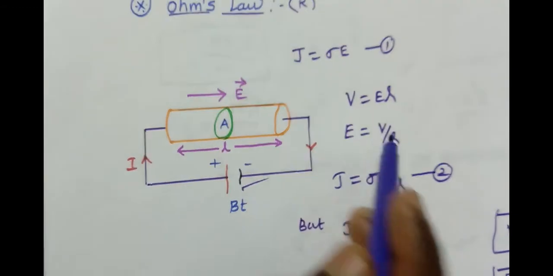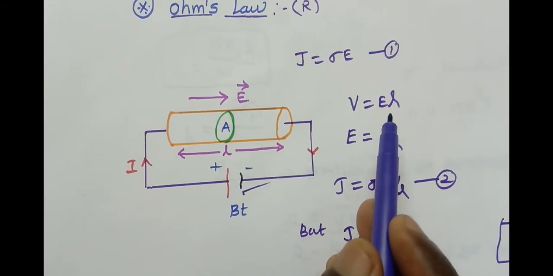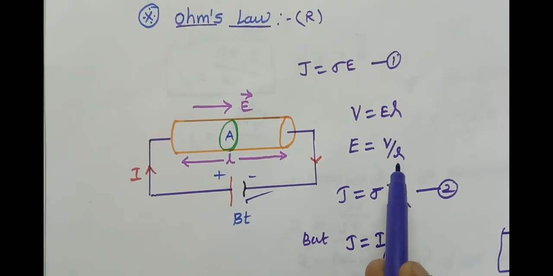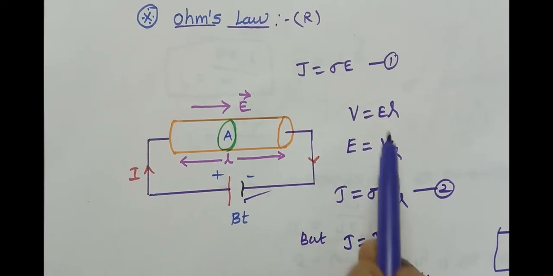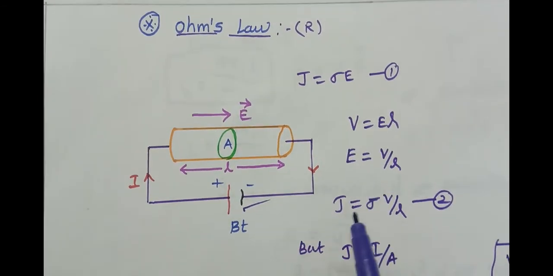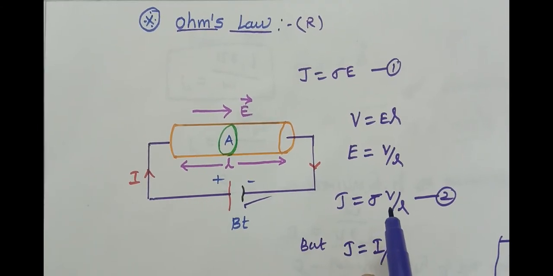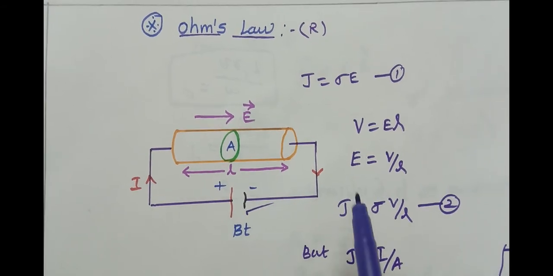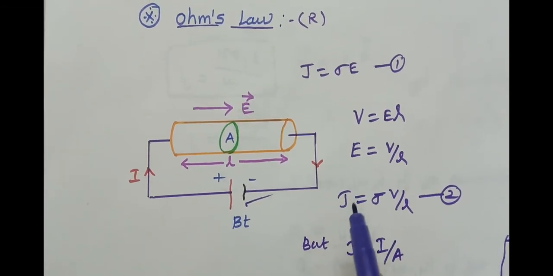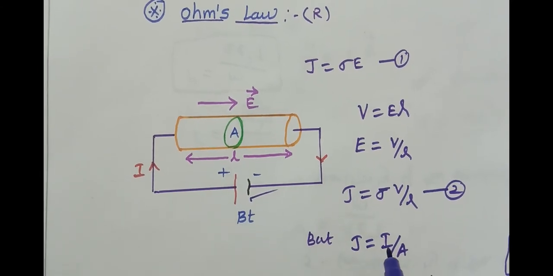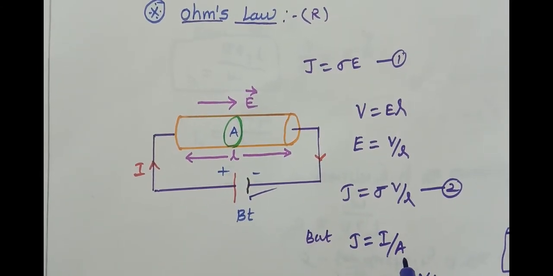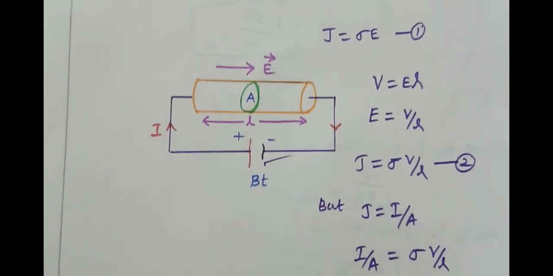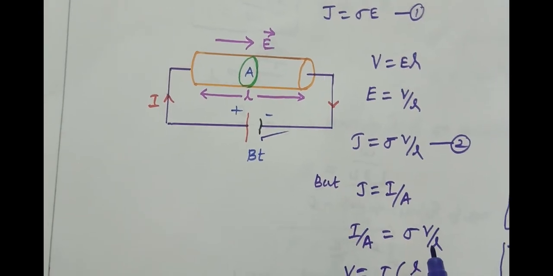Therefore V = E × L, and E = V/L. Now substitute this value in equation 1. Therefore J = σ × V/L. Now equation number 2: already you know current density, the definition of current density, is the amount of current per unit area. Now substitute here I/A = σ × V/L.